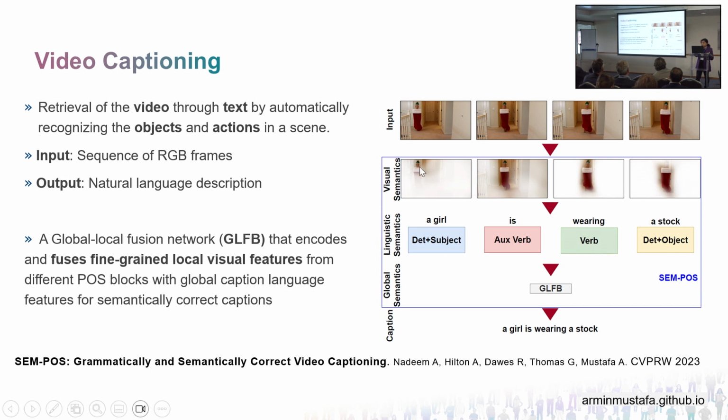The first one was visual semantics, where we just used the visual information of the video. The second one was linguistic semantics, where we used 4 different parts of speech components: the determinant plus subject, auxiliary verb, and determinant and object. These parts of speech components were then aligned with the visual data and the global semantic. The global semantic generated a caption for the whole video instead of considering information per frame. We combined all these things together to generate much better captions, which we evaluated against 5 or 6 state-of-the-art models, and it worked quite nicely compared to the state-of-the-art methods as well.